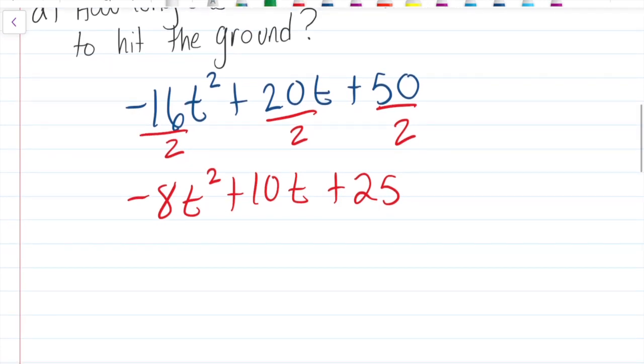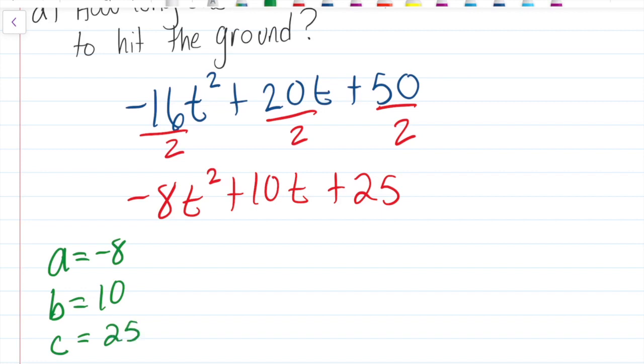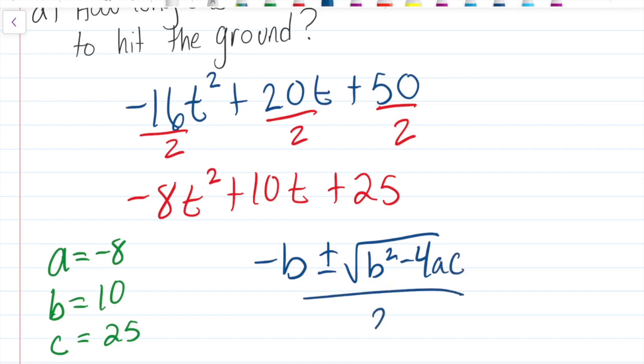Now, what are my A, B, and C? My A is going to be -8. My B is going to be 10. And my C is going to be 25. And now let's use that quadratic formula we've been using over and over. The formula goes like this: -b plus or minus the square root of b squared minus 4ac, over 2a.